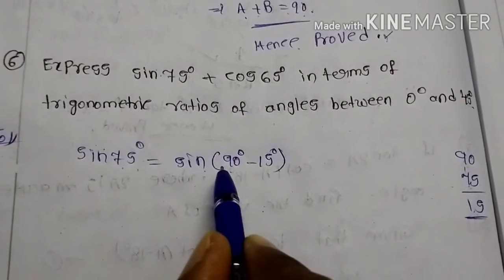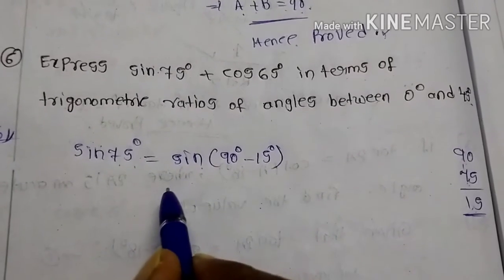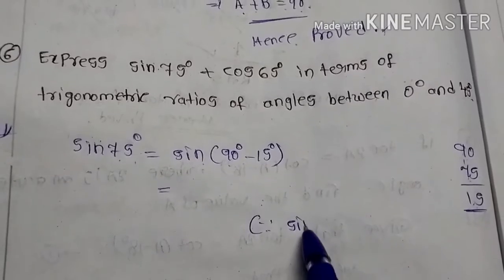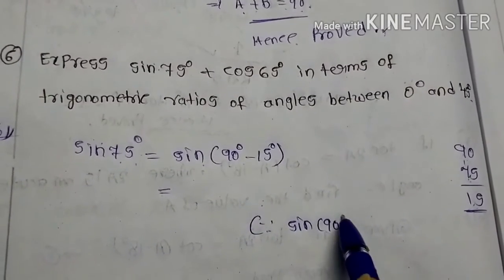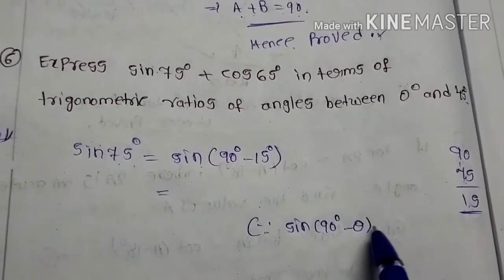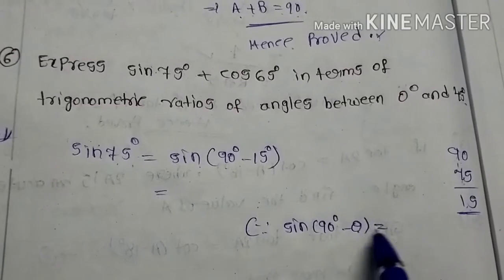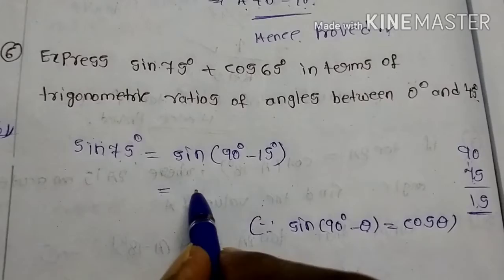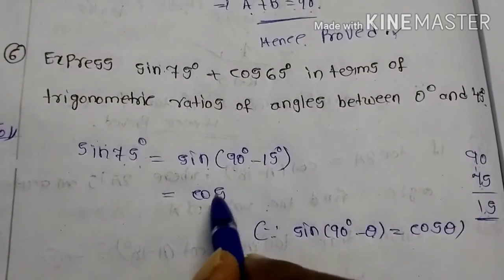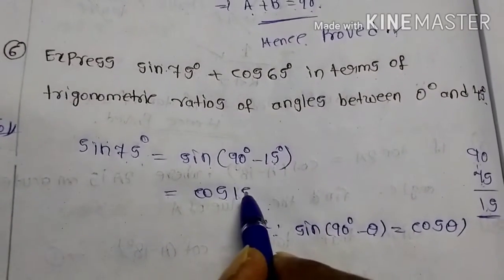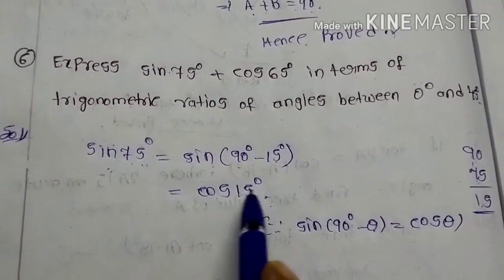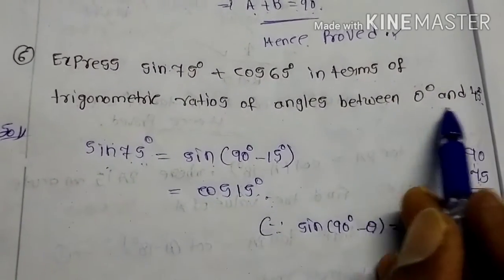So here, sine of (90 degrees minus 15), you know that property: sine of (90 degrees minus theta) is equal to cos theta. Cos theta means you can write here the theta value is how much? 15. You can write here cos 15 only. Sine 75 value is equal to how much? Cos 15. Does it lie between 0 and 45 or not?